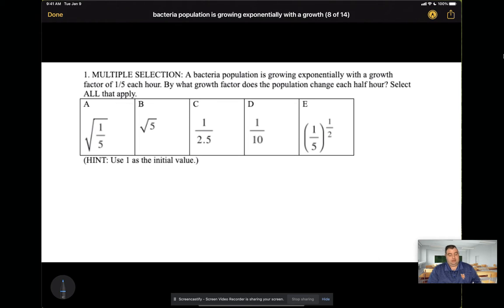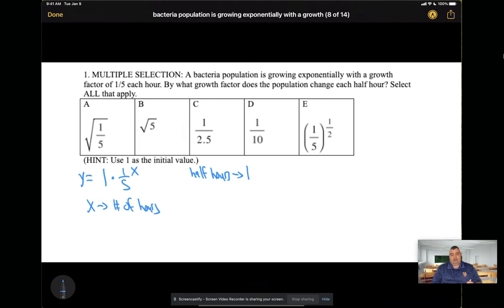So, in this case, it says hint, use 1 as the initial value. So when I plug into my exponential growth formula, it's going to be y equals 1 times 1/5 to the power of x. X in this case is going to be the number of hours. So if I have half hours, I have to convert half hours to hours.